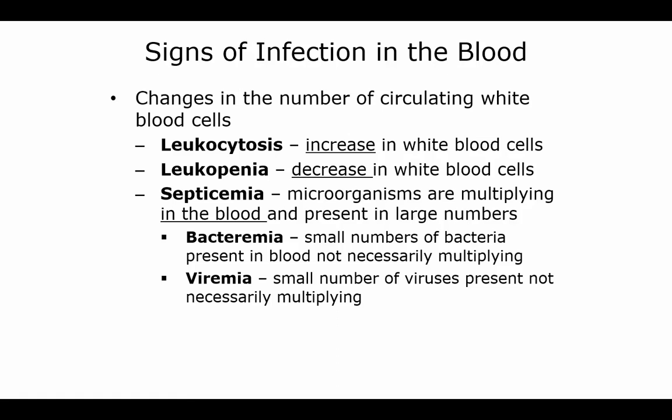Septicemia means that microorganisms are multiplying in the blood and thus are traveling all over the body. Bacteremia is the small number of bacteria present in the blood but not necessarily multiplying. Same thing, viremia, small number of viruses, but they're not necessarily multiplying.